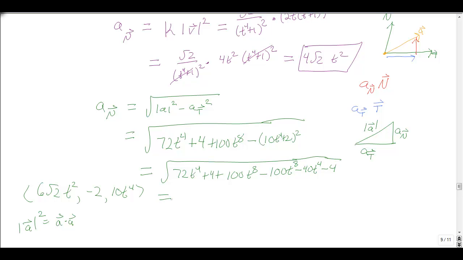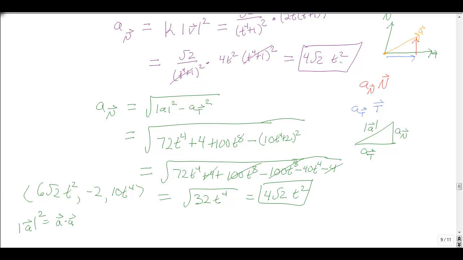So ugly looking thing here, but 100 t to the 8th cancel, 4's cancel, and what we get is 72 t to the 4th minus 40 t to the 4th. We get a square root of 32 t to the 4th. We can pull out a 16, so we get 4 square roots of 2 t squared. You know what, we could do things this way. We get the same answer we did before.